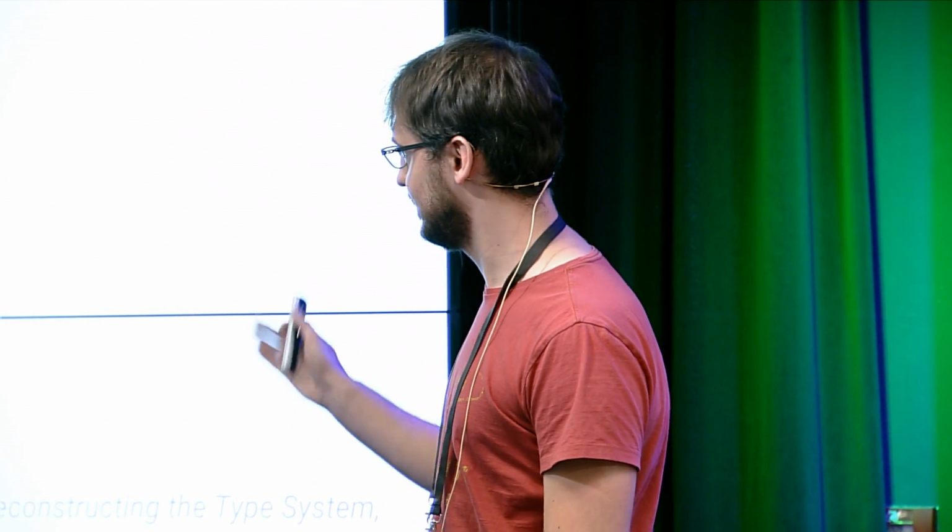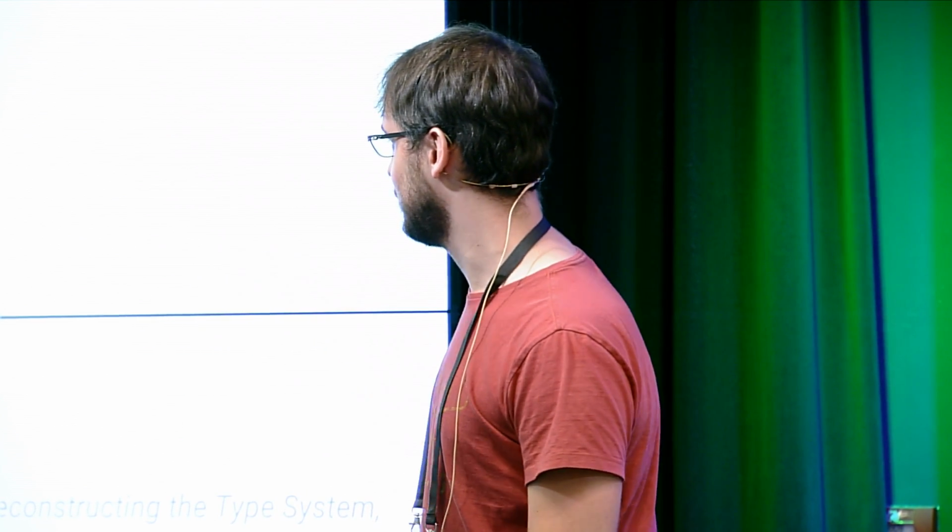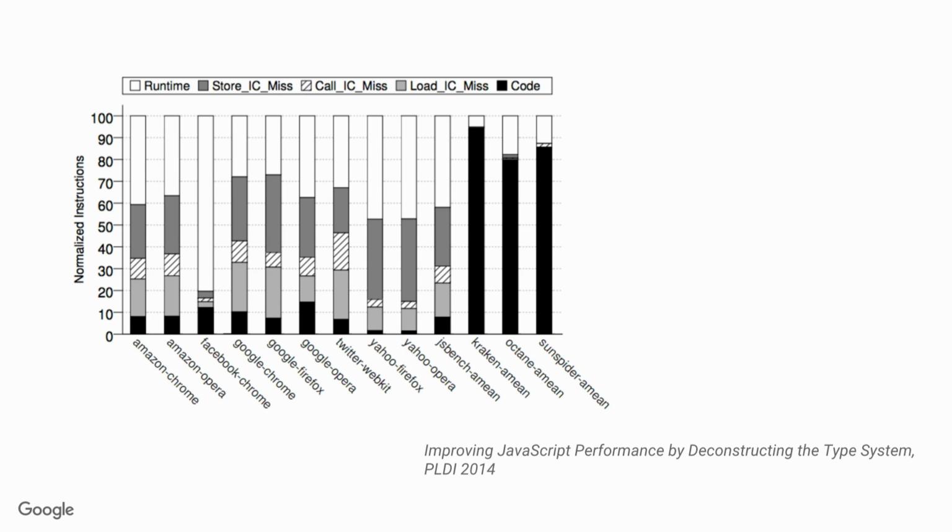What they got out of this is a set of scripts that has a totally different profile than the traditional benchmarks like Kraken, Octane, SunSpider, the ones that are on the right. As I said before, the ones on the right spend all of their time in JavaScript, but the ones on the left spend most of their time in C++.